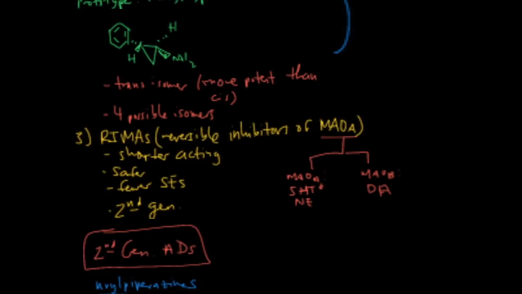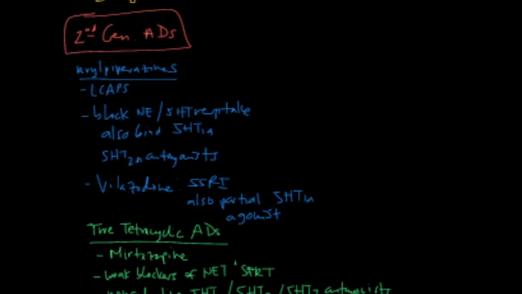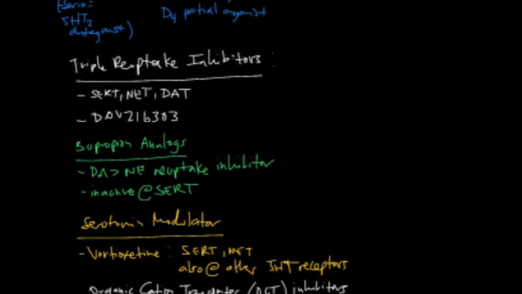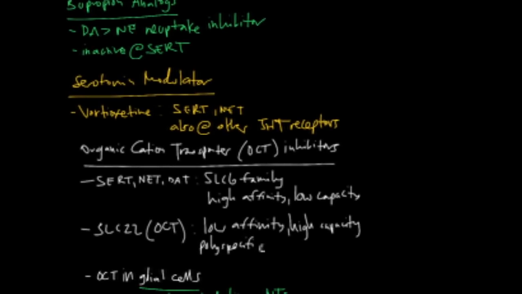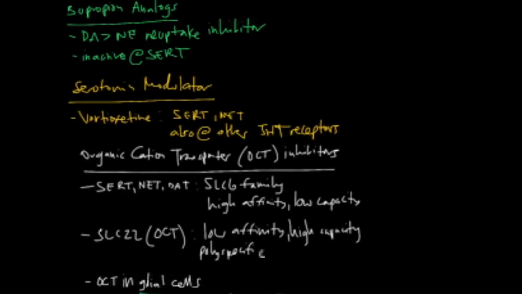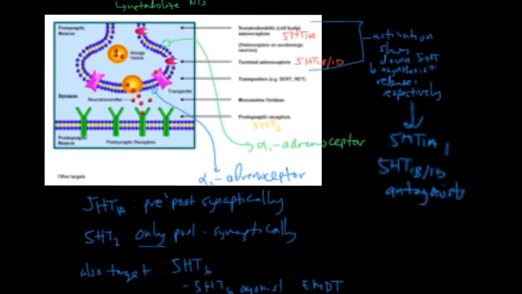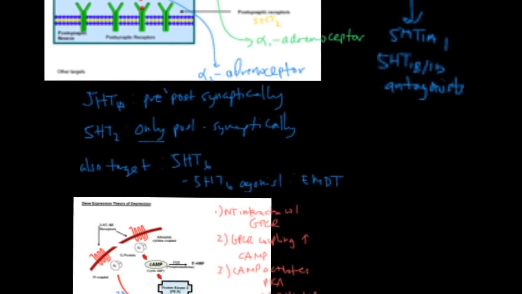Remember, MAO-A favors serotonin and norepinephrine. MAO-B favors dopamine. Your second generation antidepressants include your piperazines, your true tetracyclic antidepressants, flibanserin, triple reuptake inhibitors, bupropion analogs, serotonin modulators like vortioxetine, and organic cation transporter inhibitors. These all act on dopamine, norepinephrine, and serotonin in different ways. Be sure to know which ones are agonists, antagonists, or whatever in terms of those neurotransmitters. Here is a summary of the mechanisms of action of everything. Let me know if it doesn't make sense. Otherwise, it's just a summary of everything that's happened in the last few weeks in terms of mechanisms of action.